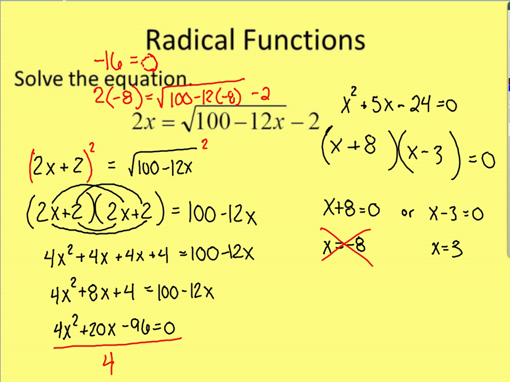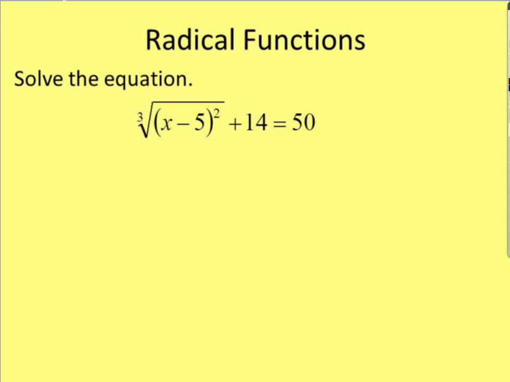We do the same thing if we plug in 3. We have 2 times 3 is 6. 12 times 3 is 36. 100 minus 36 leaves you with 64. The square root of 64 is 8, and 8 minus 2 is equal to 6, so the left side does equal the right side. So our only solution is x is equal to 3.